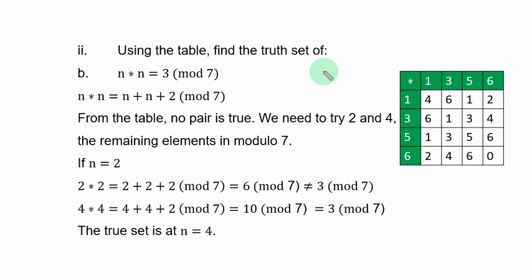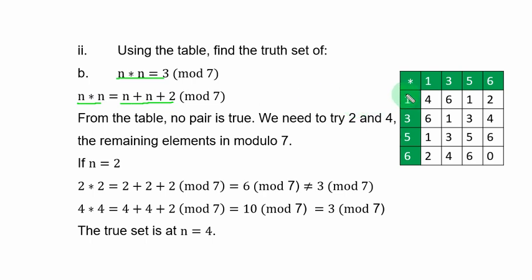Question 2, part B. Using the table, find the truth set of n asterisk n equal to 3 modulo 7. So under the given operation, n asterisk n simply means m is equal to n and n is equal to n as well. So the operation becomes n plus n plus 2 modulo 7. So we look at two of the same pair that will give the remainder of 3.